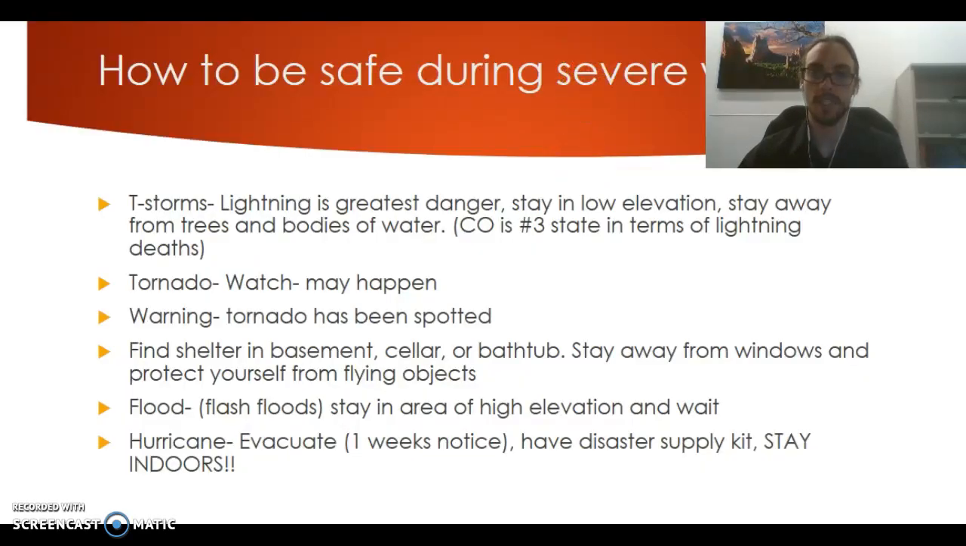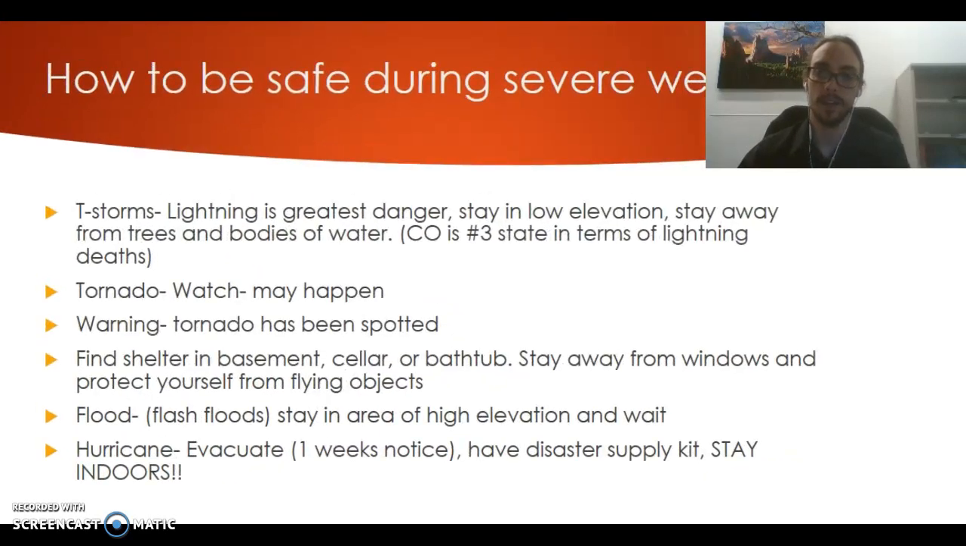Okay, so this is the last slide here. How to be safe during severe weather. Essentially, just use your head. Thunderstorms, the greatest danger is going to be lightning. So you're going to want to stay in low elevation. That's very important in Colorado because most places you are thousands of feet above sea level. You're going to want to stay away from trees and bodies of water, because electricity gets conducted through there.